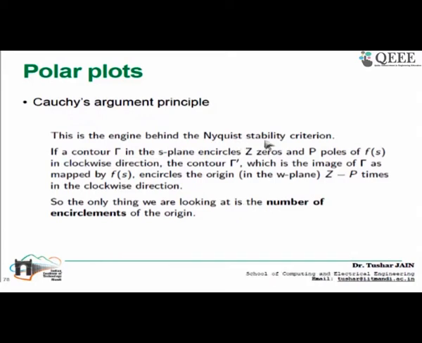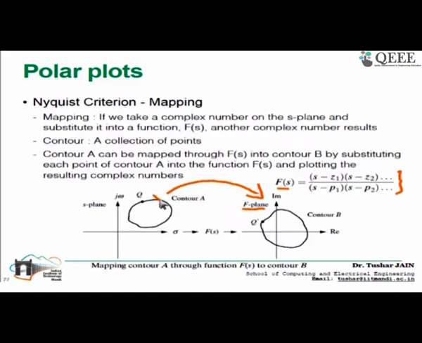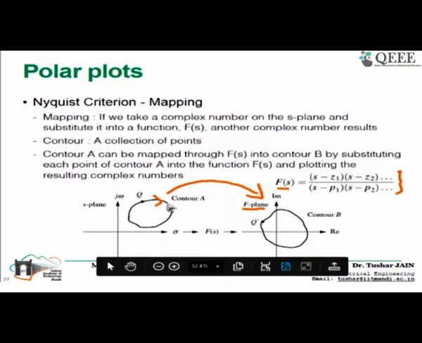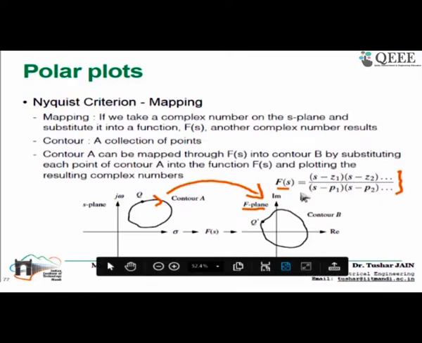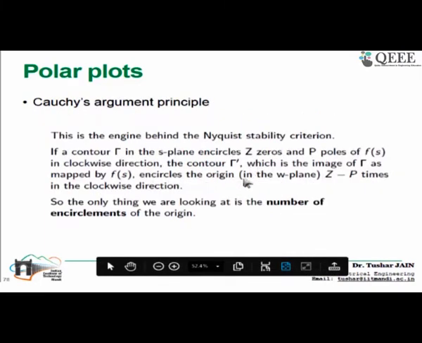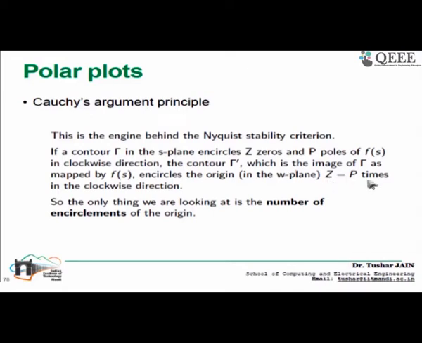So this is the engine behind the Nyquist stability criteria. What do we say? If a contour big Tau in the S plane encircles Z zeros and P poles of F of S in the clockwise direction, the clockwise direction is associated with it as well, in which direction it is circling. Then the contour Tau prime, which is the image of big Tau as mapped by FS, encircles the origin in the new plane, Z minus P times in the clockwise direction. So this is Cauchy's argument principle. Using that principle, we derive the Nyquist stability criteria. The only thing we are looking at is the number of encirclements of the origin.